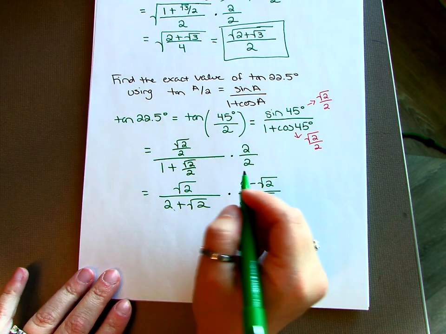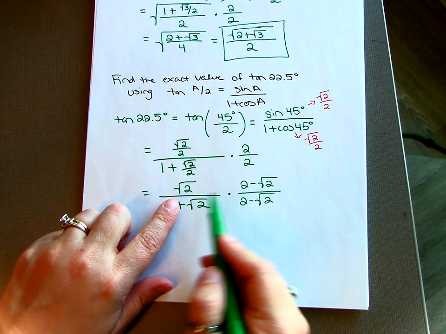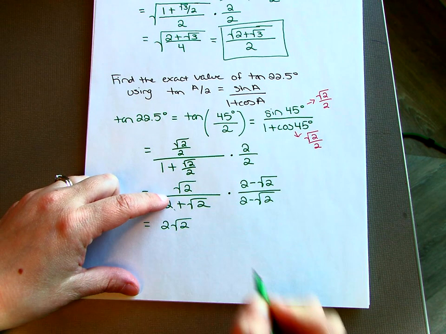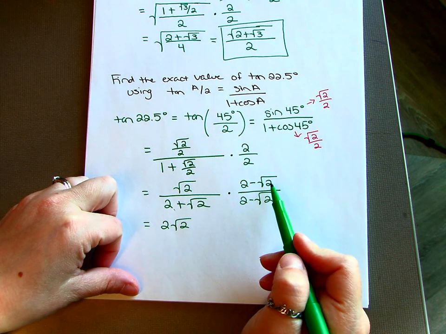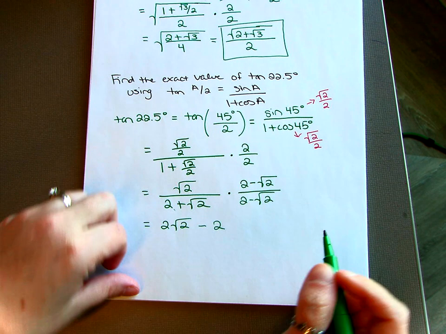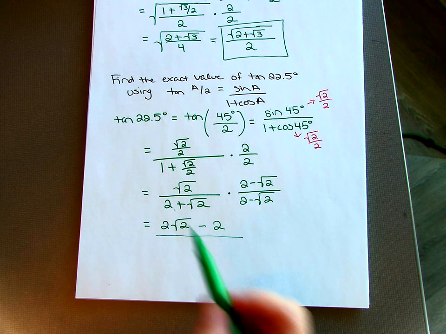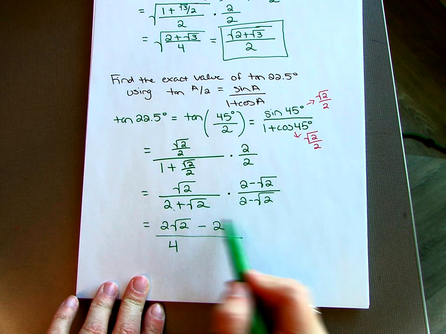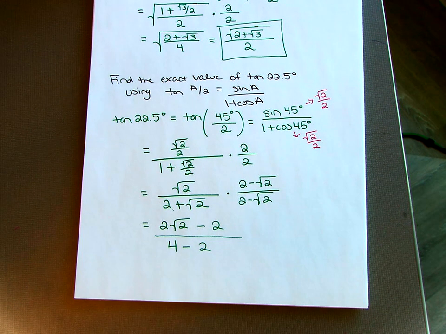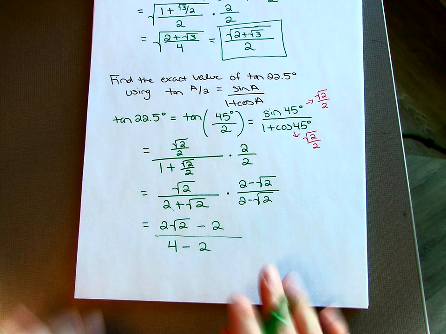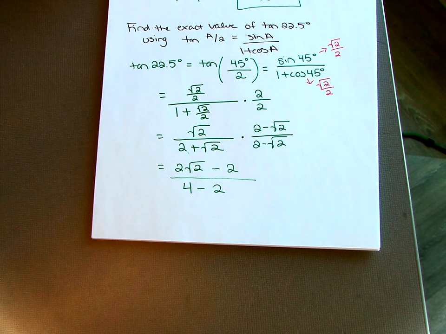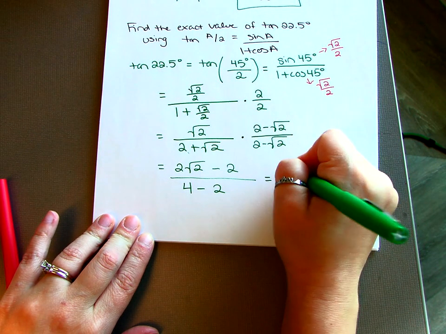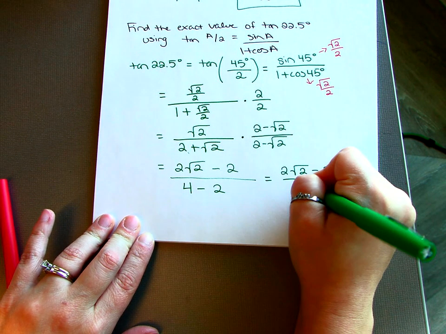So on the top, we have to distribute so that we have 2 times radical 2. And then we would have radical 2 times radical 2, which just becomes 2. On bottom, really we only have to worry about our first, which is 2 times 2, which is 4. And our last, which will be a negative 2. Because the middle terms fall away. So you get 2 square root of 2 minus 2 all over 2. Lots and lots of 2's in this one.